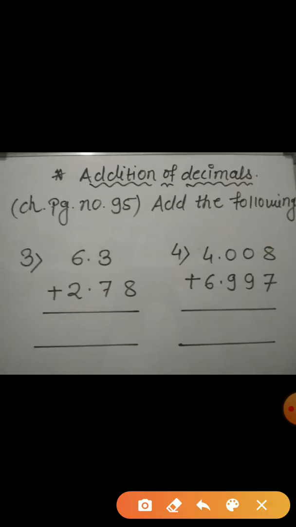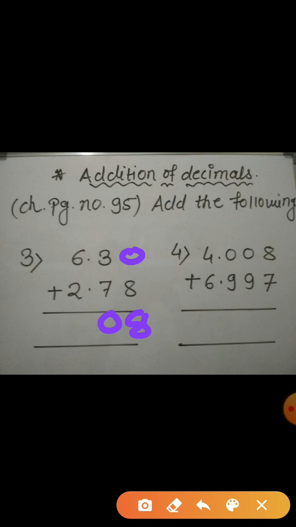Now let's see some more examples. Here in the third example, we have to add the two decimal numbers 6.3 and 2.78. But these decimal numbers are unlike decimals. So whenever we have unlike decimals, first we convert them into like decimals by putting 0 at the end of the number. So here I am going to put 0 at the end of the first number to make them like decimals. And now I am going to add 0 plus 8, 8, 3 plus 7, 10.